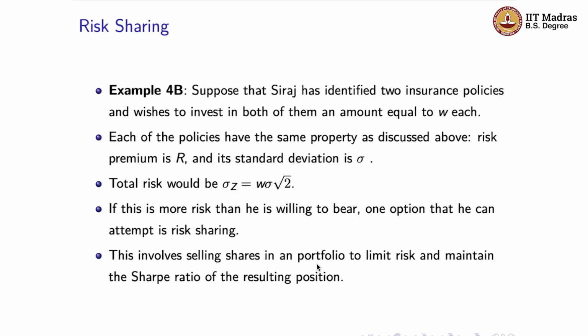And each of the policies had the same characteristics, right? So risk premium was R and standard deviation was sigma. And we had seen that the total risk in this portfolio Z was therefore given by W sigma times square root of 2, right? Now, suppose that this is more risk than he's actually willing to bear, right? So one option that he can take is to involve himself in what is known as risk sharing. And this basically involves selling shares in the portfolio to limit risk, and to maintain the same Sharpe ratio of the resulting position.